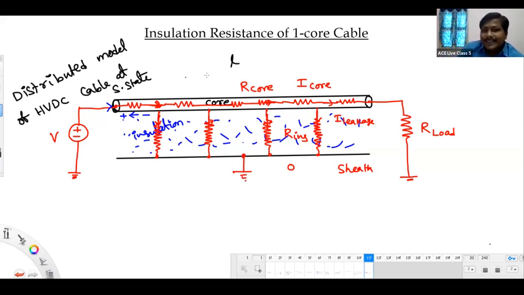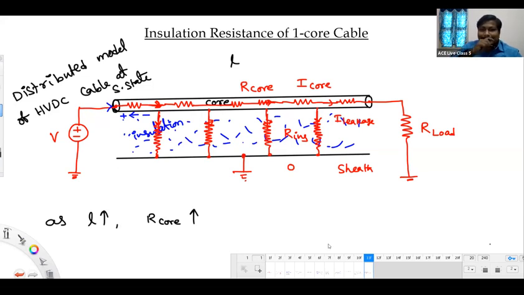If length of cable is increasing, what will happen to R core? Definitely increases, right? Because some more resistance will be added in series. If length of cable is increasing, some more resistance will be added in series with the R core. So overall core resistance, our conductor resistance, is going to be increased. So I can say as length of cable is increasing, conductor resistance will increase because it's a series addition.